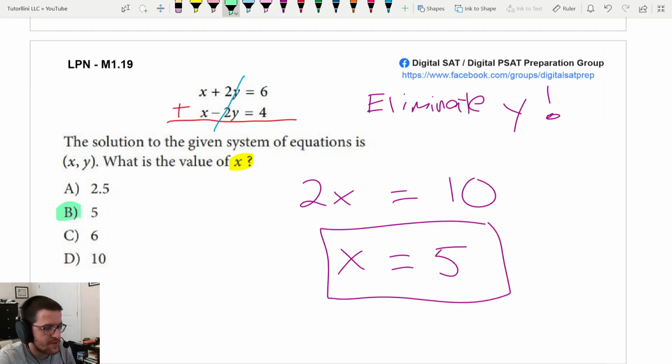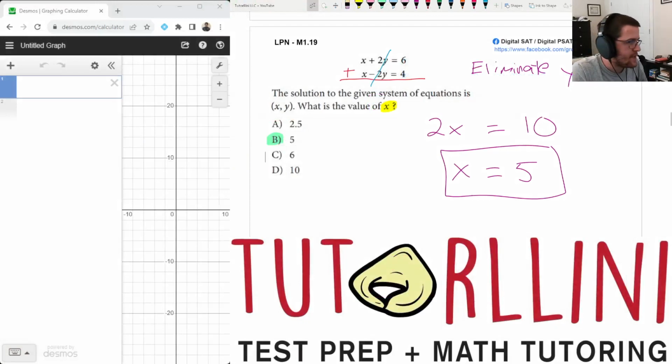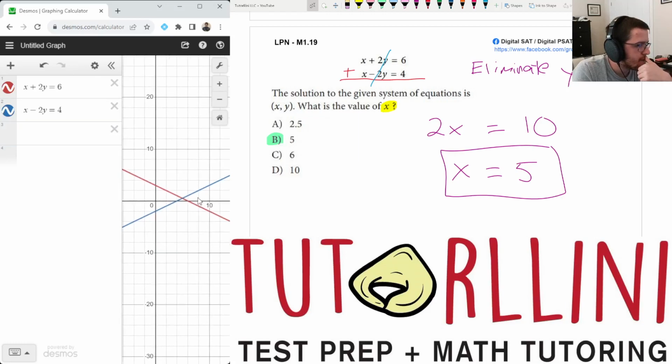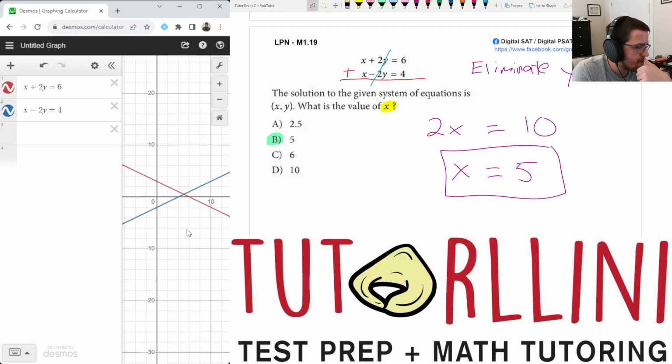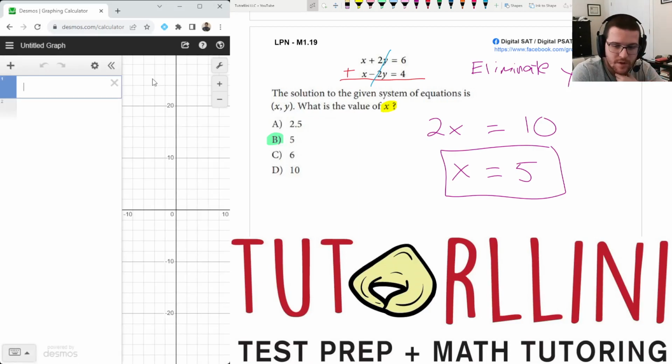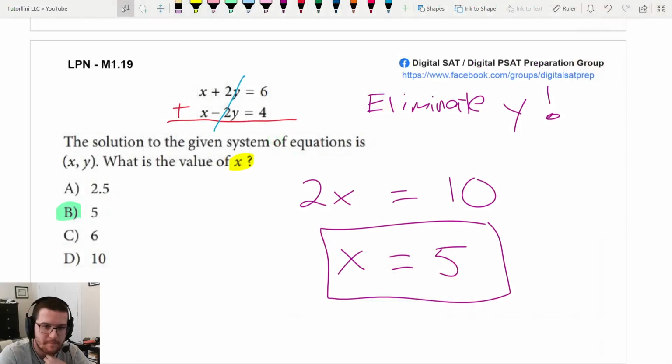And of course, we can do this one entirely on Desmos. So x plus 2y equals 6. x minus 2y equals 4. And we see that they intersect at (5, 0.5). So the x coordinate is 5. Great, let's come back over here.